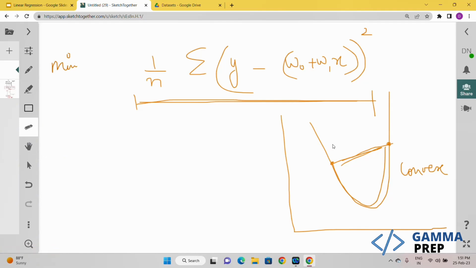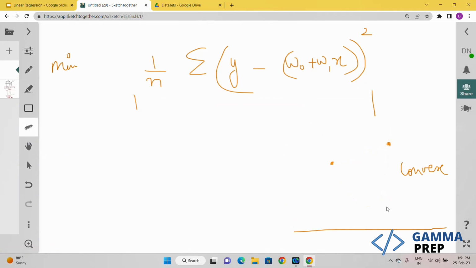So this is a convex function. The only thing I wanted to tell here about the convex function is that, hey, this function is convex, and that's why we can solve it to get the minimum point. That is, basically find the W0 and W1 which minimize this. All functions are not solvable to get us the global minima, but this is going to be solvable to give us the global minima.